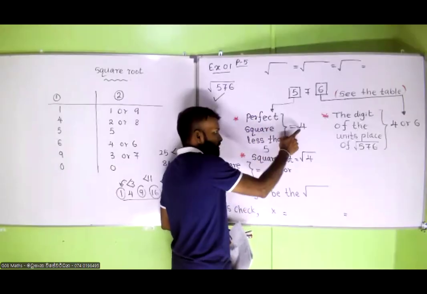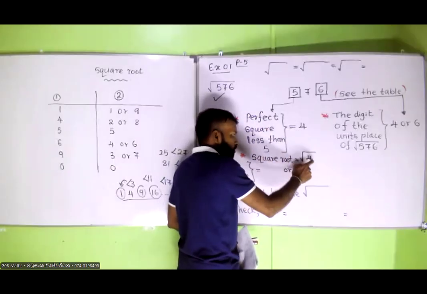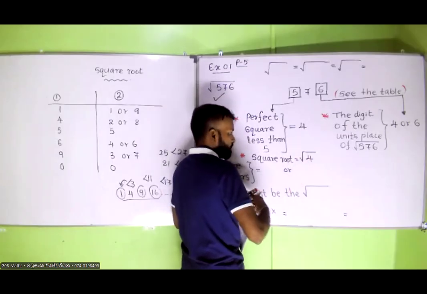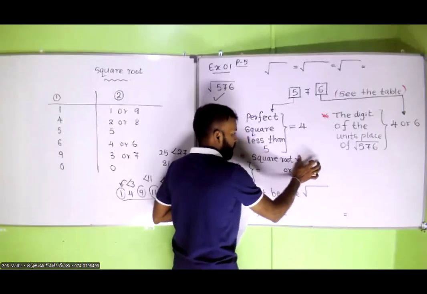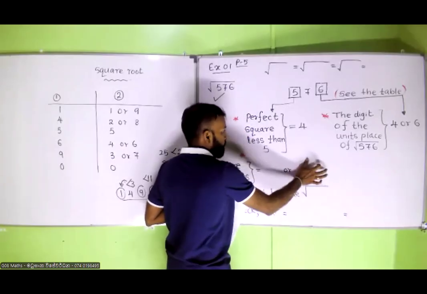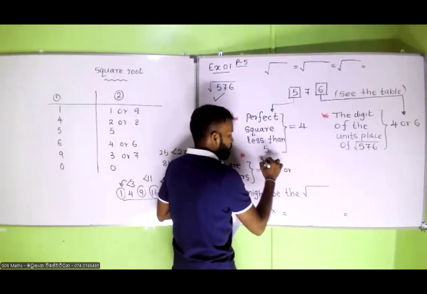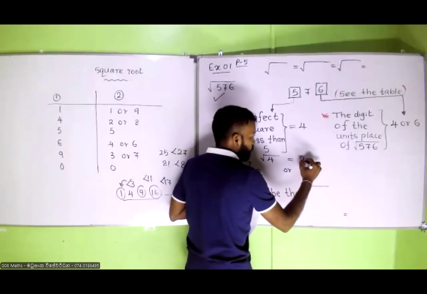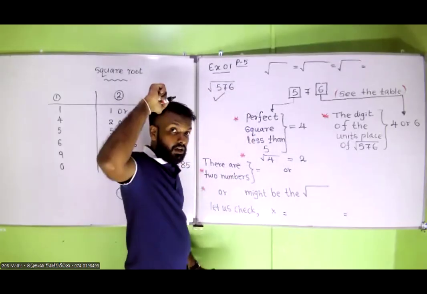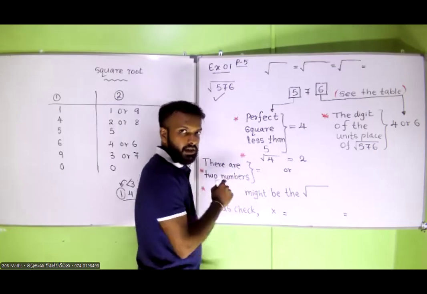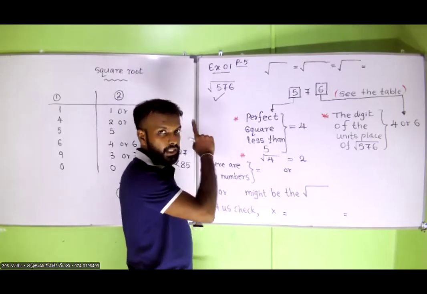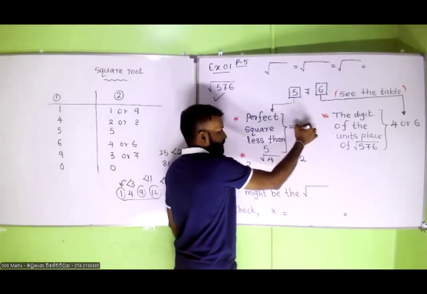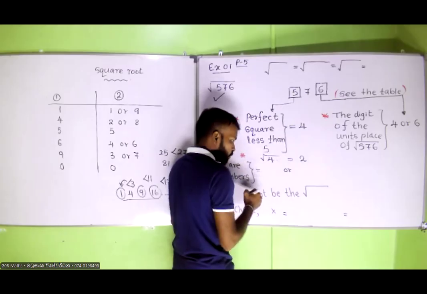The perfect square less than 5 is 4. So you have to take the square root of 4. The square root of 4 is 2. After obtaining this, you need to find the square root of 4. The square root of 4 is 2, right? So you have to do this step and this step. We are going to obtain the square root of 4, which is 2.